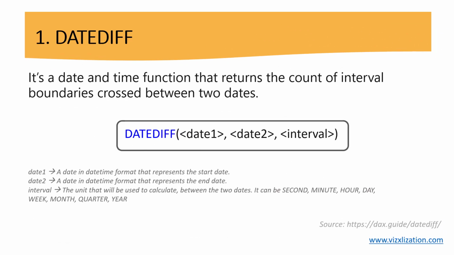Let's talk about the DATEDIFF DAX function. Like it says right here, it's a date and time function that returns the count of interval boundaries crossed between two dates. So what it's saying here is that with this function, we are getting the difference between two different dates, right? The start date and the end date. We can get a result in seconds, minutes, hours, days, weeks, months, quarters, or years, like it says right here. So this is quite straightforward. And now guys, with these concepts in mind, let's move on to the case.